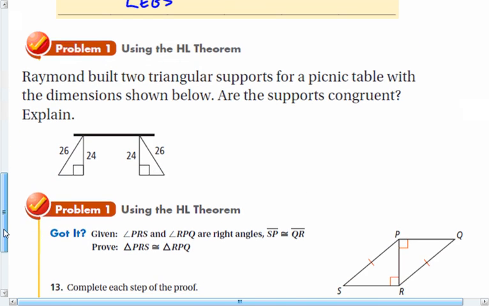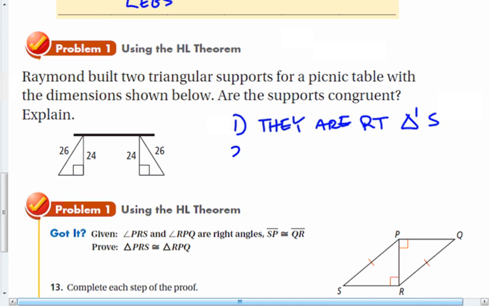Okay, using the HL theorem. So we have this little drawing here. Raymond built two triangle supports for a picnic table. The dimensions are shown below. Are the supports congruent? To show that they're congruent using the hypotenuse-leg theorem, we need that they are right triangles, and we have that. So we can say they are right triangles. That's the first condition.